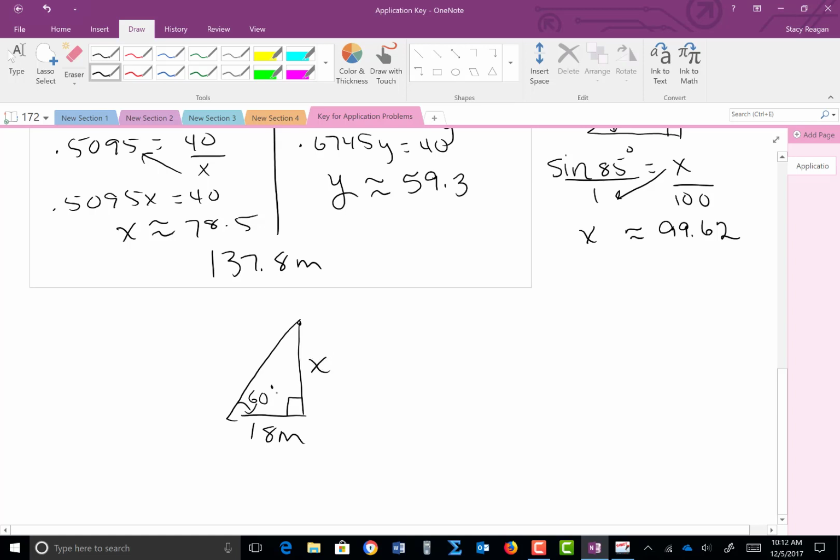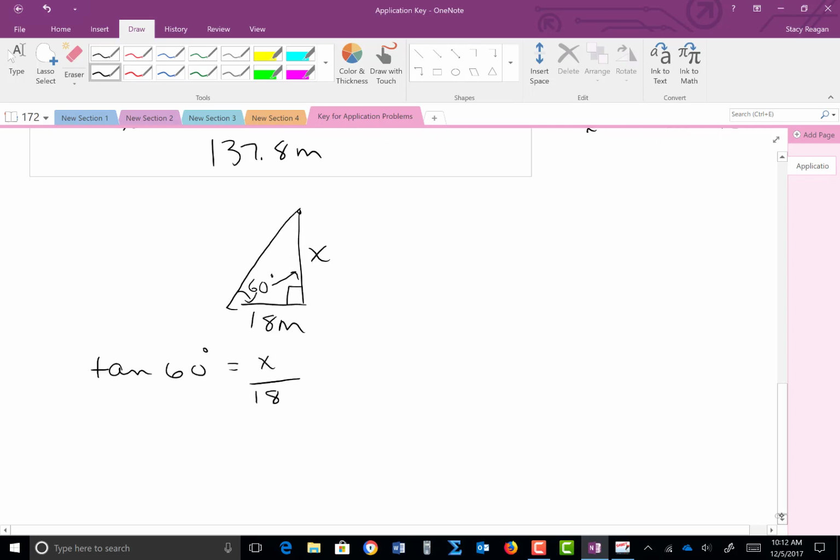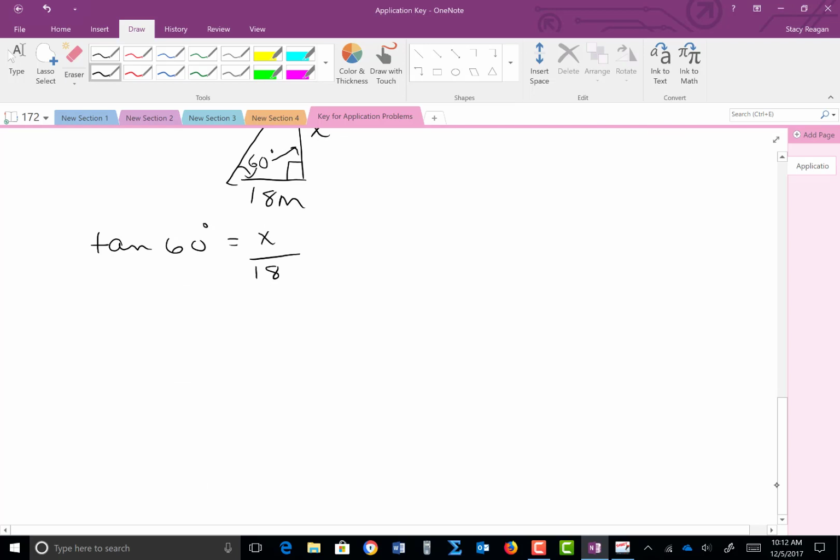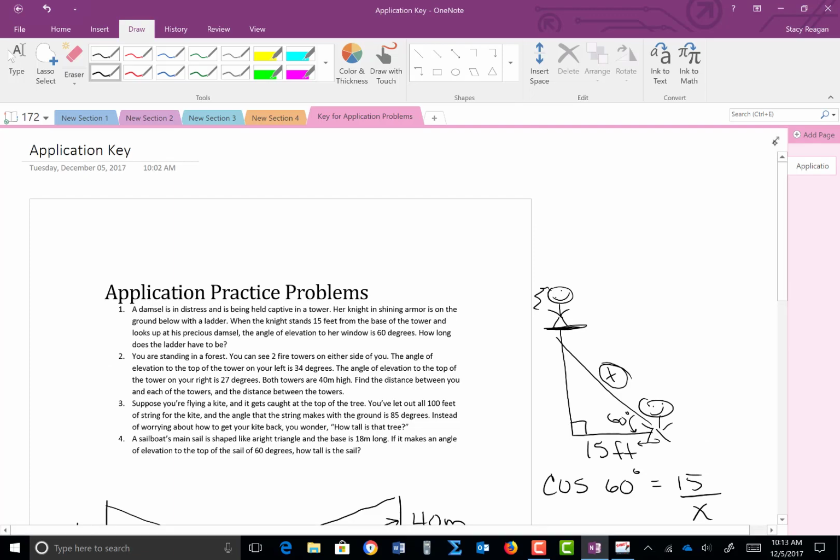So again, we look at the 60-degree angle. We have opposite and we have adjacent. That would be tangent. So tangent of 60 degrees equals opposite over adjacent. All I need to do is take my calculator and do tangent of 60 and then times 18. It comes out to roughly 31.2 meters. So that's what I'm doing on all of those practice problems.